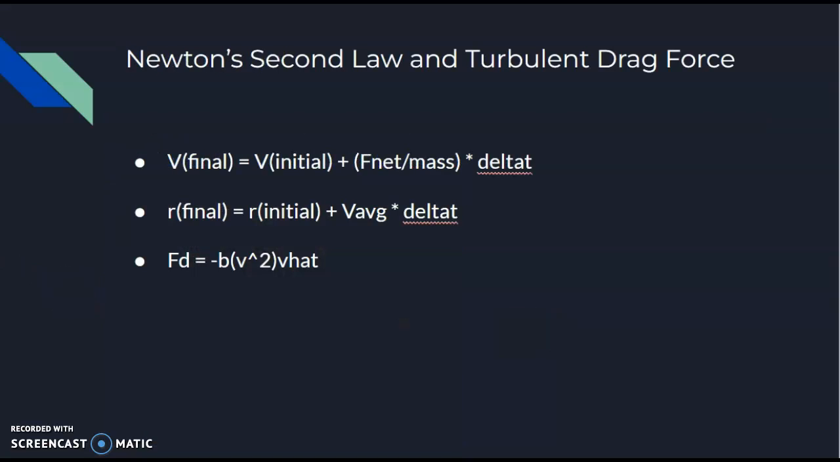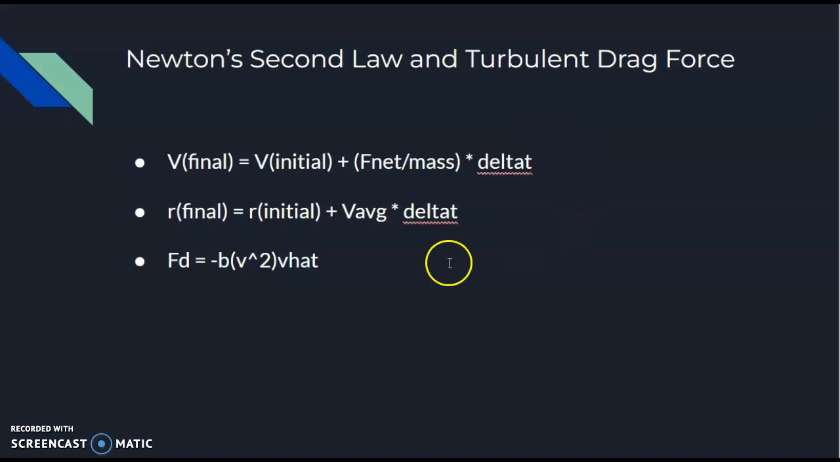So these are some key concepts that will be relevant. We have Newton's second law and turbulent drag force, or just a drag force. We have the velocity update formula, V final equals V initial plus F net divided by mass times delta t. Then we also have the position update formula, R final equals R initial plus V average times delta t. These are both derived from Newton's second law.